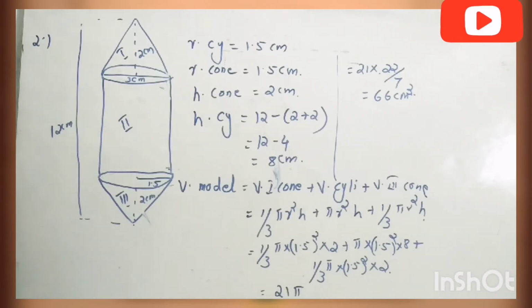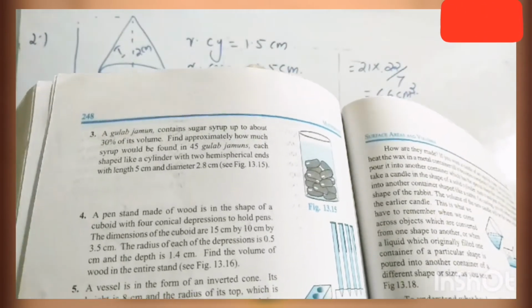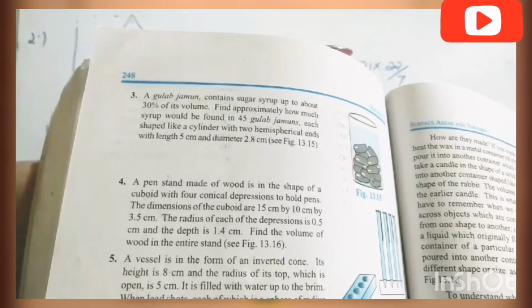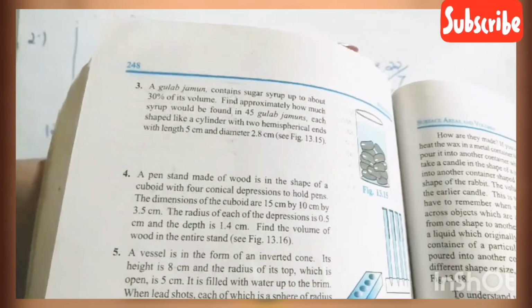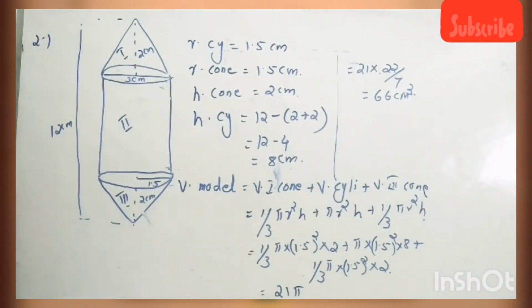Third question, that is a very important question. A gulab jam contains sugar syrup up to about 30% of its volume. Find approximately how much syrup would be found in 45 gulab jams, each shaped like a cylinder with two hemispherical ends, with length 5 cm and diameter 2.8 cm. So the shape of our gulab jam is given.